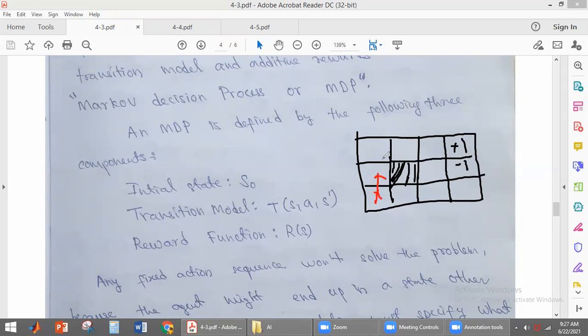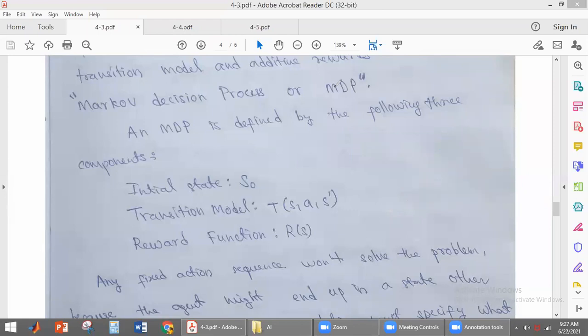Now, to reach +1, what steps is it taking? It goes up, up, right, right, right. These are the steps it takes to reach the terminal state +1. If this fixed action sequence is given as a solution, what happens? The agent may get stuck here and may not enter the terminal state. That is why we should not give a fixed action sequence to reach the terminal state.